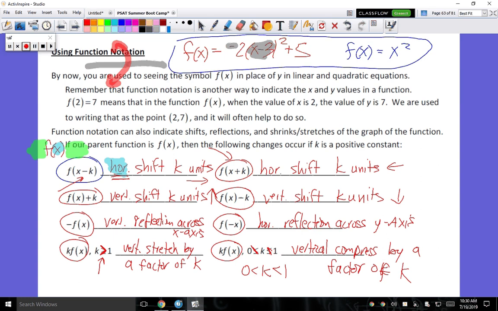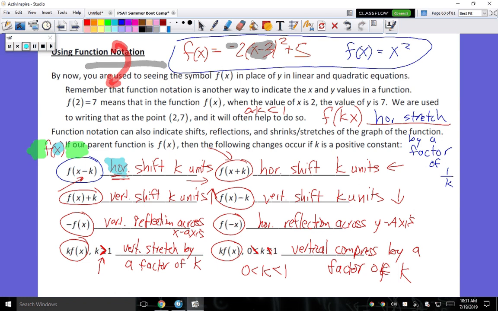Nice. So if we look at f of kx, okay? And we say k is between 0 and 1. Horizontal stretch. Nice. It will be a horizontal stretch, don't get it wrong. Remember, you're with the x, by a factor of what? 1 over k. Remember how you have to take the reciprocal?